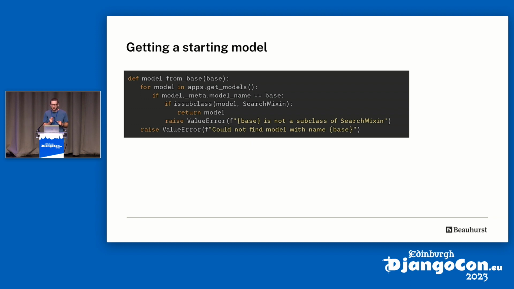This is how we get the starting model from that base. If you remember the JSON from earlier, we have that base model starting thing. And so base here is just going to be a text string representation of that model. Here we're checking that it's got that mixin, and that it has the same name. If it does, then we can return that model. This is the way that we make sure that users can't search over data that we don't want them to have access to.